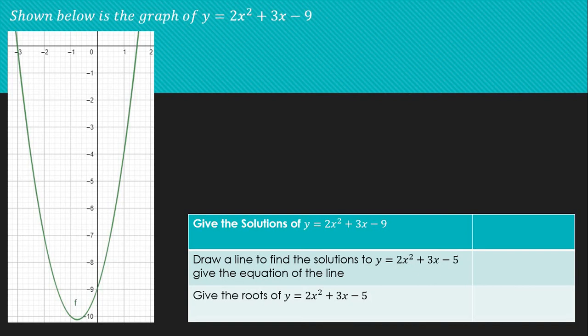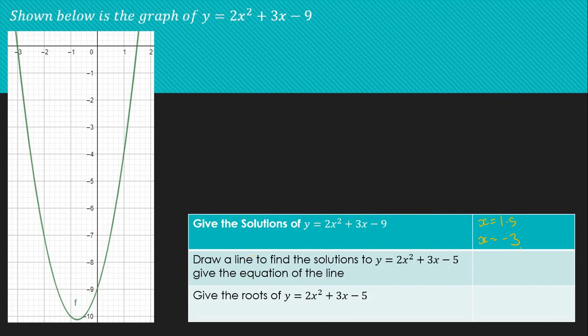Okay, so hopefully you had a little try, and hopefully you've managed to get it right, but let's see what you've managed to do. So give the solutions of the original equation. Well, they look about 1.5 and negative 3. So x equals 1.5, x equals negative 3.